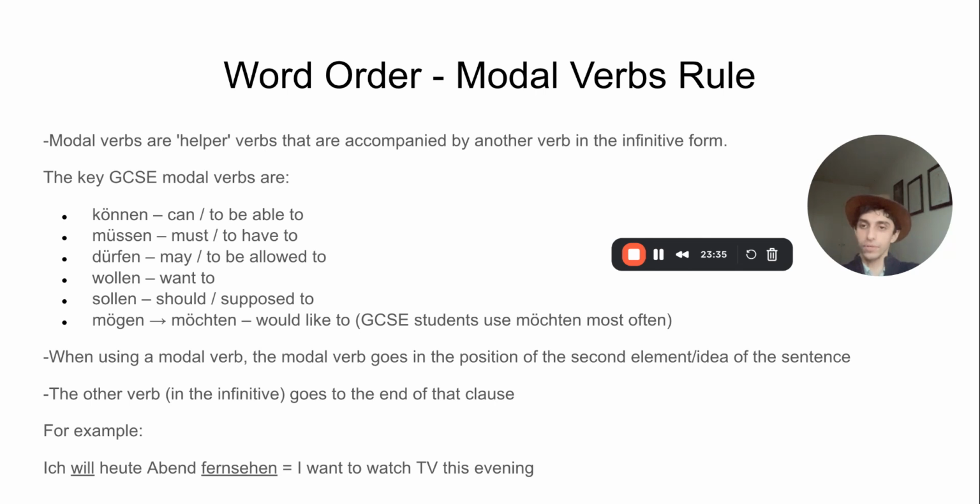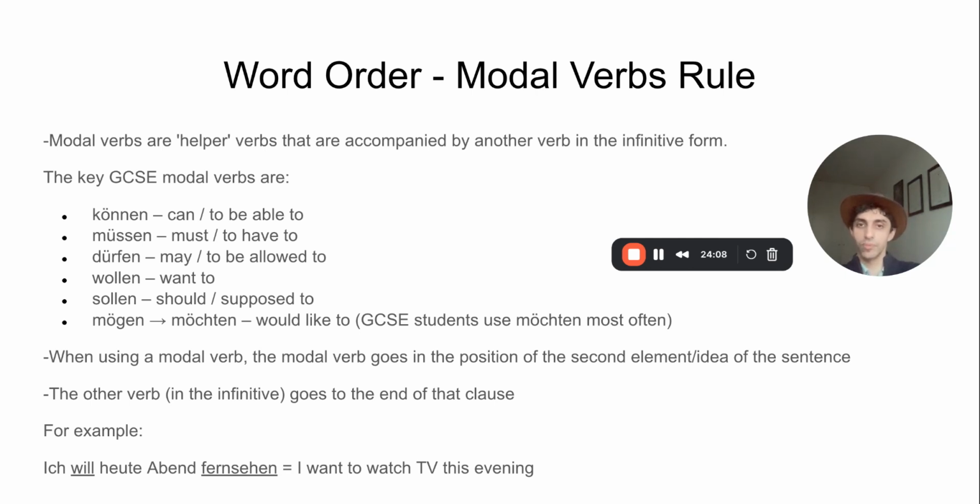They include können, to be able to, or potentially you can use the word can in English; müssen, meaning to have to or must; dürfen, to be allowed to or may; wollen, to want to; sollen, to be supposed to, sometimes translated with should as well; and mögen or möchten, which means would like to, essentially. GCSE students are more likely to use möchten than mögen. All of these count as modal verbs in German.